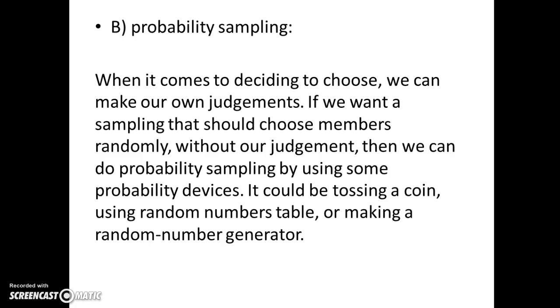What is probability sampling? Let's say that you have to decide to choose something. As humans, when we choose something, we make our own judgments. If we really want to choose the members randomly, without our judgment, then we should do probability sampling. We can do that by using some probability devices. You can use coins, you can use a random numbers table, or you can make your own random number generator.